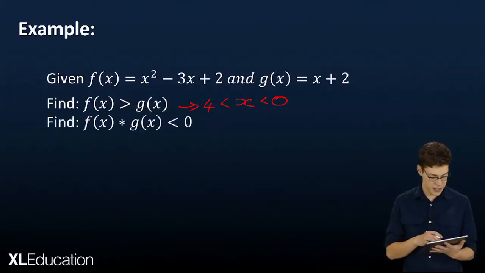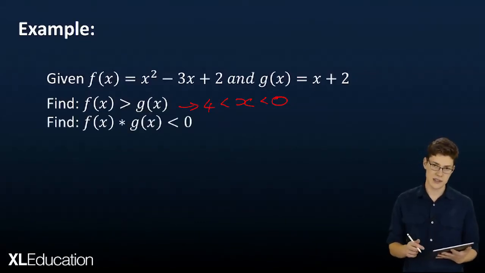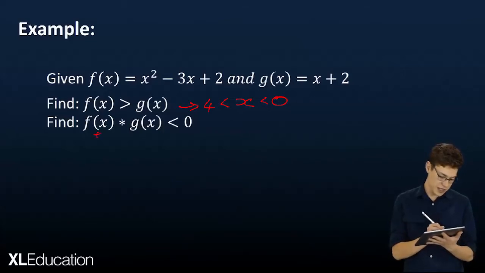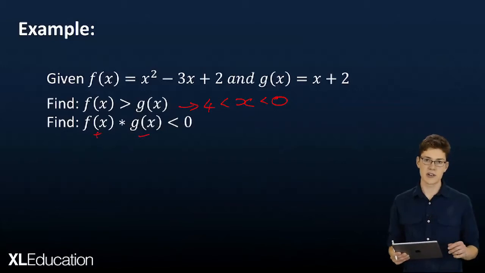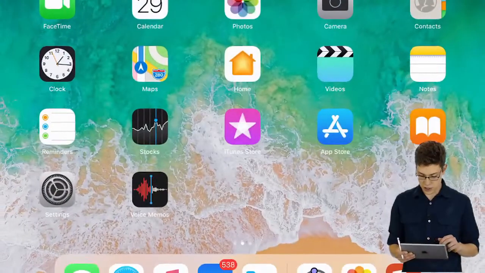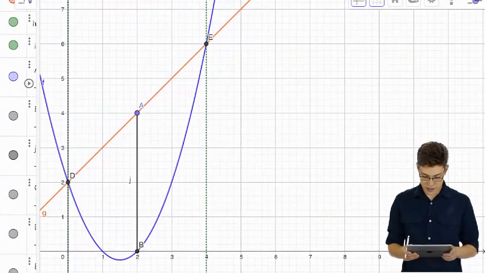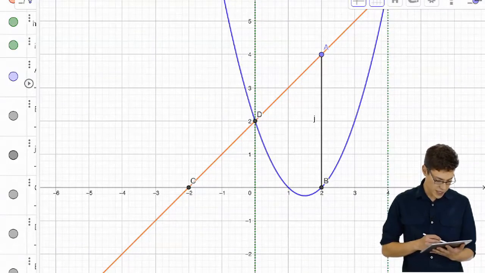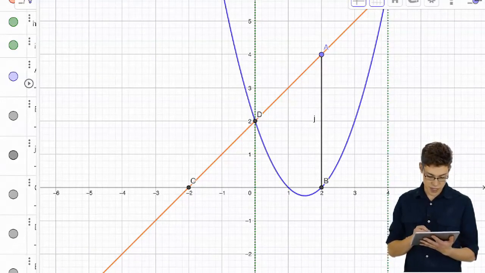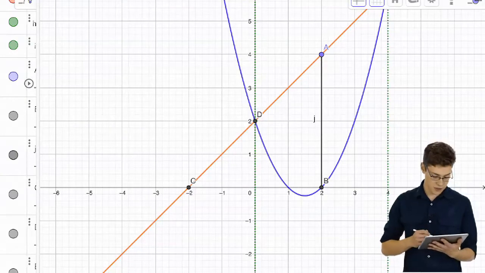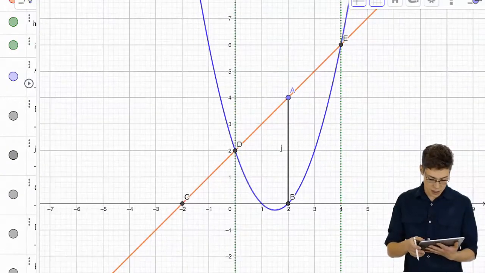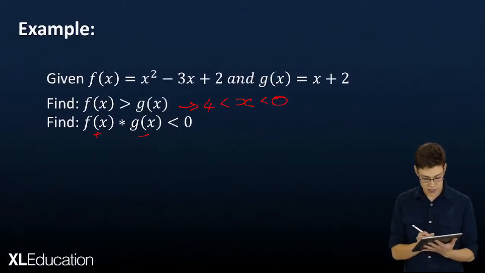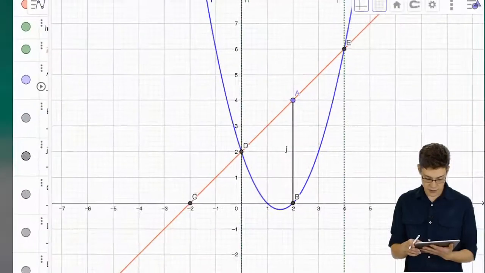Then we say find f of x times g of x less than 0. Remember, a positive times a negative gives us a negative. And we're looking for only negative values here. So we're going to say that f of x times g of x is equal to a negative number. So from negative infinity up until minus 2, where the straight line starts becoming positive, we have that relationship because the parabola is positive there and the straight line is negative. So that means that from x less than minus 2, we have that relationship.